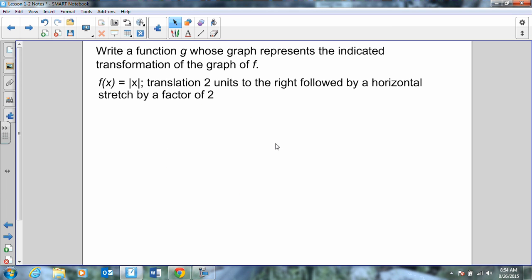Write a function g whose graph represents the indicated transformation of f. Now we've got our parent function, our good old valley, our v shape, our absolute value, and we're translating it 2 units to the right with a horizontal stretch by a factor of 2.